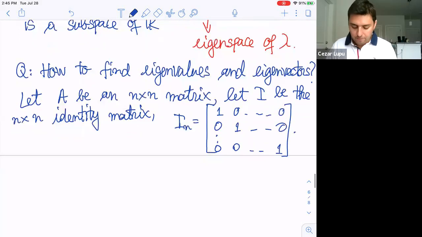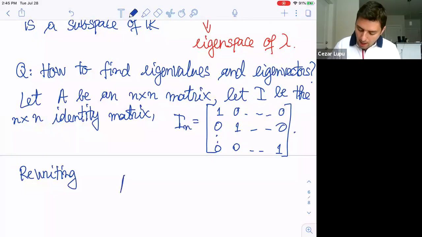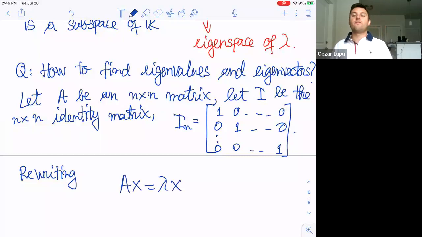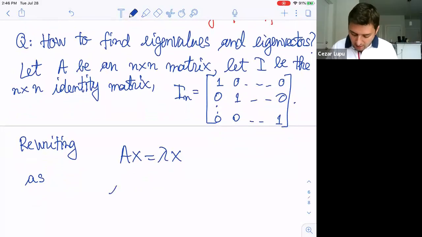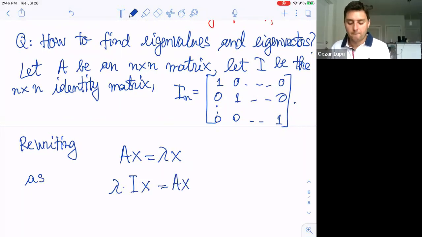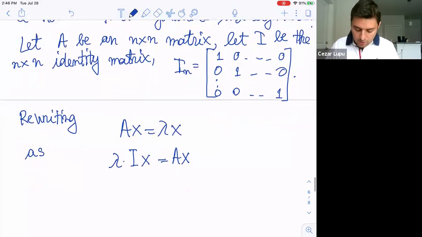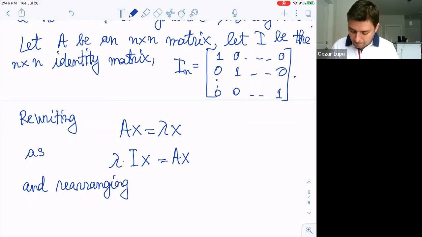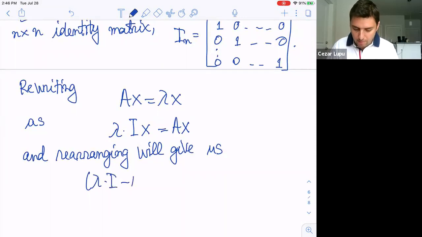And now I'm going to do the following trick. Rewriting Ax equals lambda x, we will write this in the following way, and pay attention here, I'm going to do this magic trick. Lambda times the identity times x will be Ax. And rearranging will give us lambda times the identity minus A times x will be the zero vector. So this is how we rearrange this.